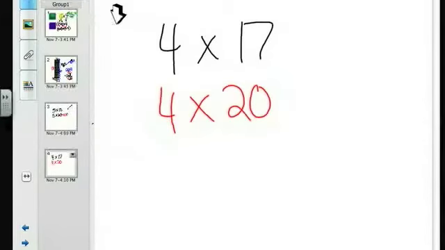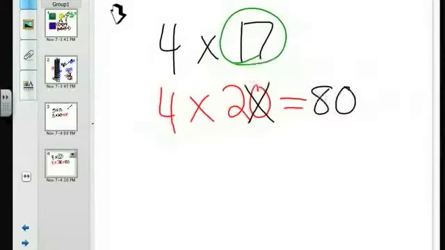So we think now 4 times 20, well, we've got, cross out that 0. 4 times 2 is 8. And then we crossed out the 0, so I put it back. So we get 80 as an answer. Not too bad, but we have to think.